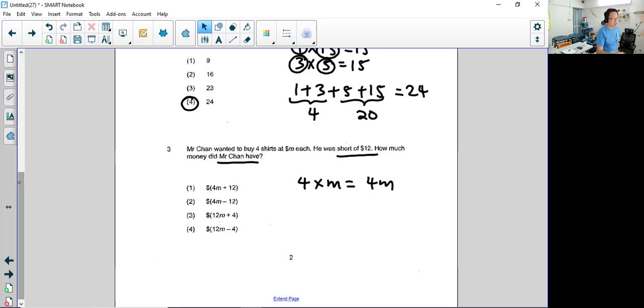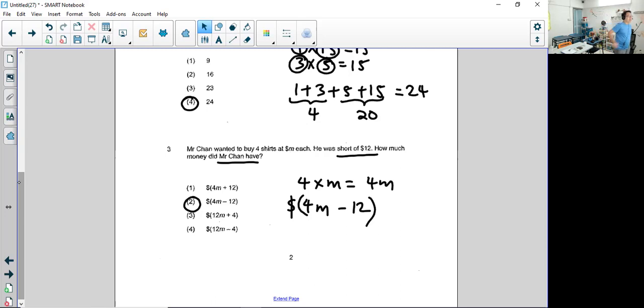You don't have $12. So you will have to take 4M and minus $12. And that will give you the money that he actually has. So 4M minus 12. So the answer will be number 2. So when you see the words short of, it means that you don't have enough money, so we have to minus. Okay, so let's go to the next one.